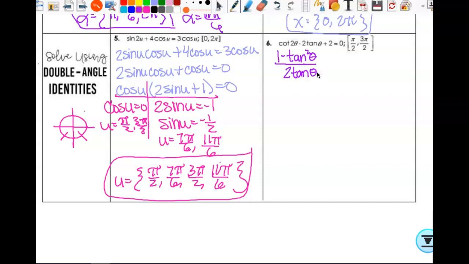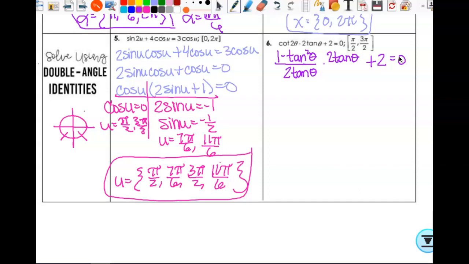Make sense? Just flip the whole thing. And it's okay to do because it's all one fraction. It's not like I'm flipping multiple fractions there. So then that's times 2 tangent theta plus 2 equals 0. Right, because I still had to write the rest of it.